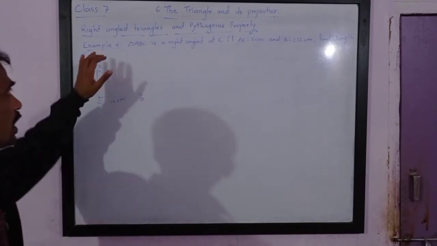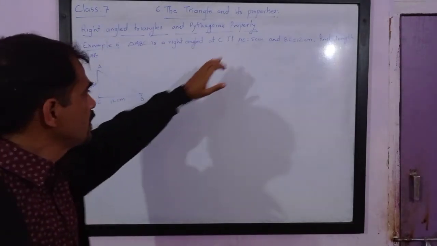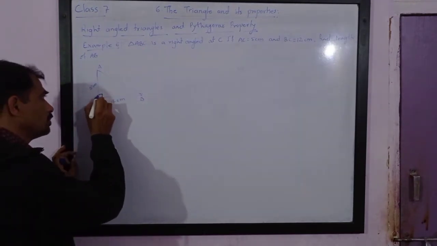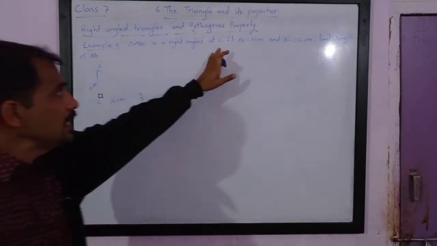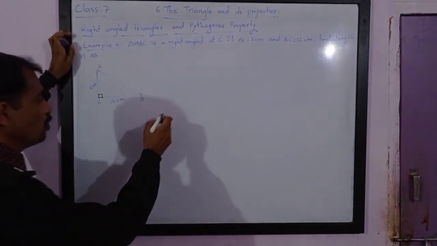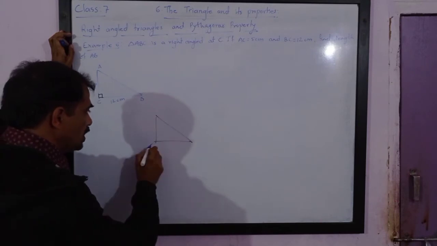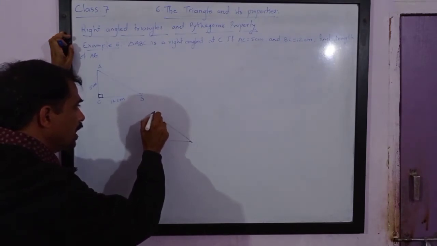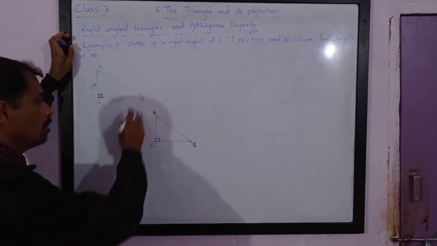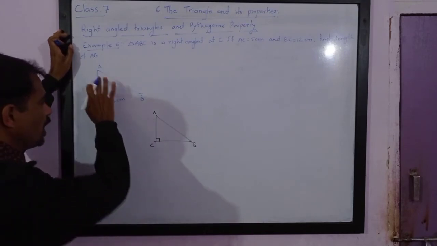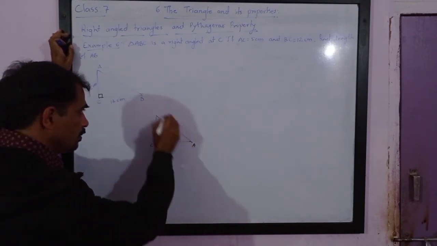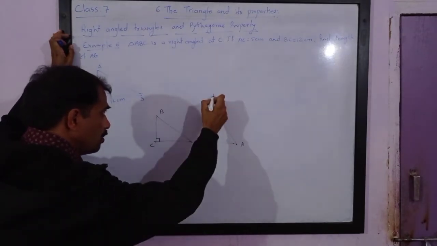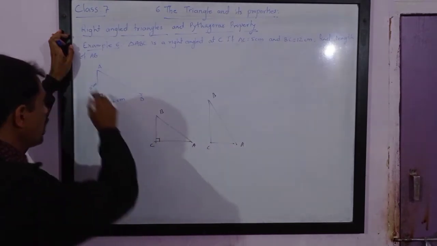Dear friends, we have the next question, example number 6. Triangle ABC is right angled at C. It means this angle at C is the right angle. Please note, if you try to draw any triangle with C as the right angle, you will get either triangle ACB or ABC, in this way or in this way. It will be one and the same.